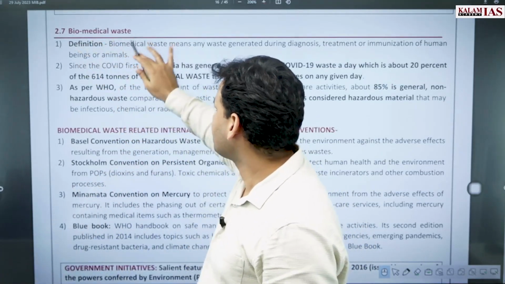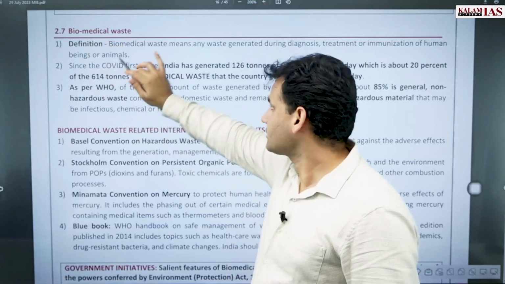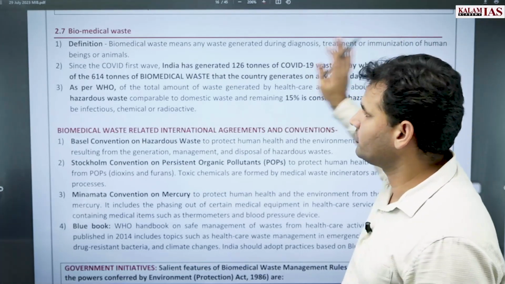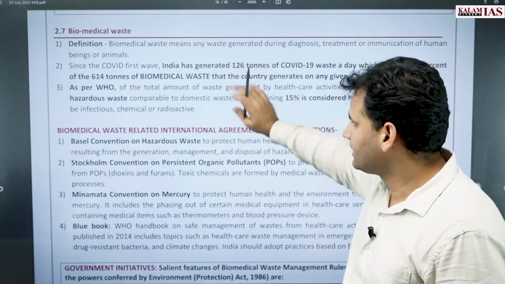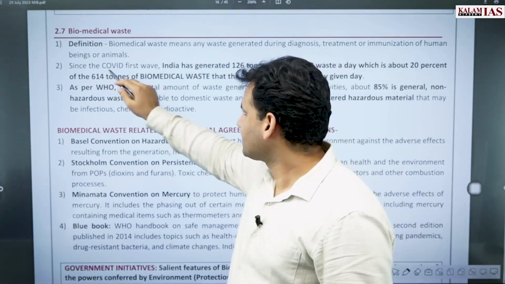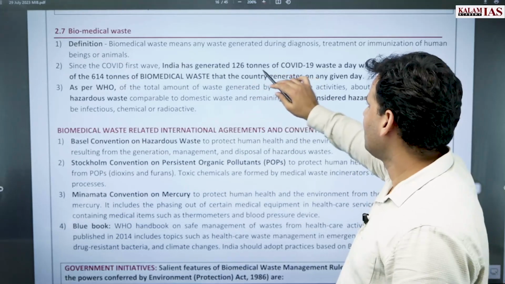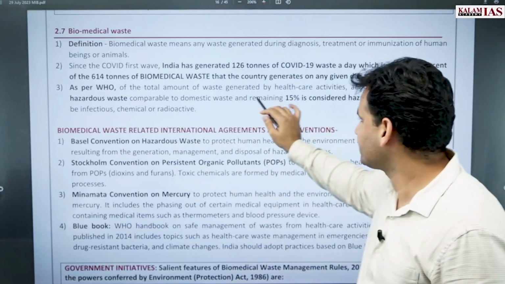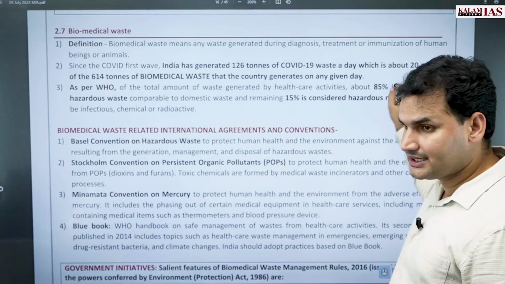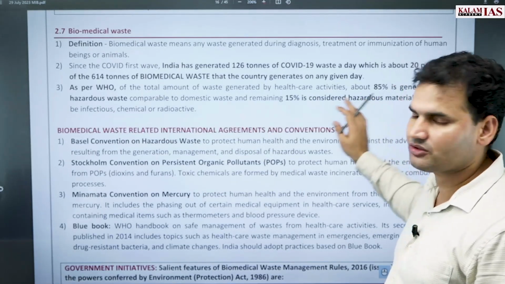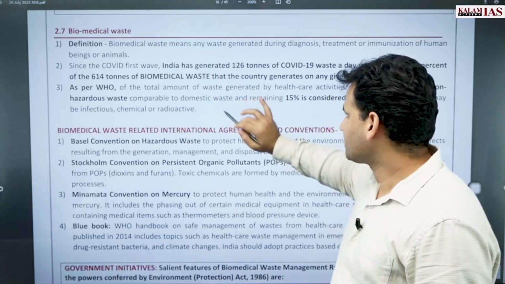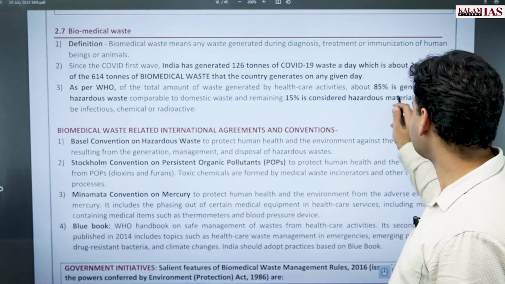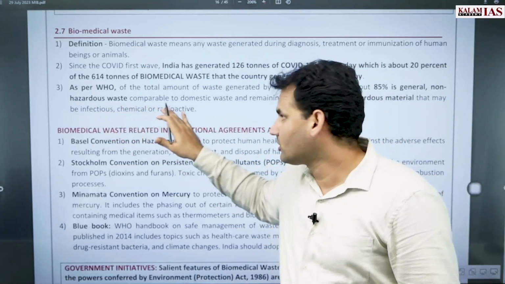So next is biomedical waste. So सबसे पहले definition clear होना चाहिए. So biomedical waste means any waste which is generated during diagnosis, treatment or immunization of human beings or animals. First things first. Next, since the COVID first wave, India has generated 126 tons of COVID waste. Also, as per WHO, total amount of waste generated by healthcare activities, about 85% is general or generic in nature, which is non-hazardous waste, comparable to the domestic waste. Now this problem lies in this 15%. So 15% is considered hazardous material that may be infectious, chemical or radioactive.